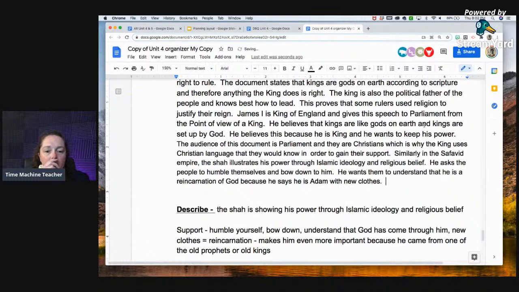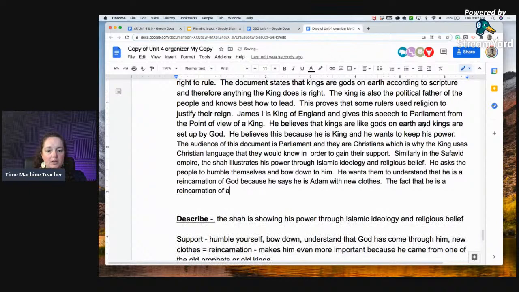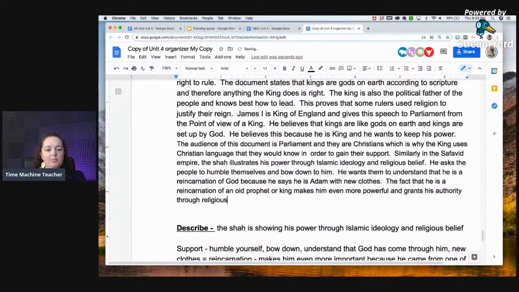The fact that he is a reincarnation of an old prophet or king makes him even more powerful and grants his authority through religious claim. That brings it back to your argument.